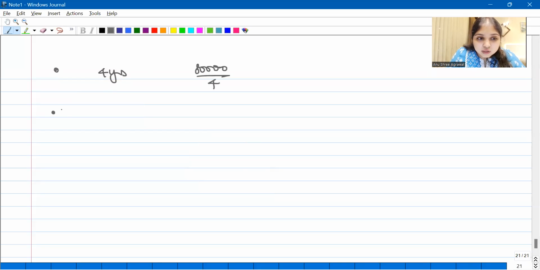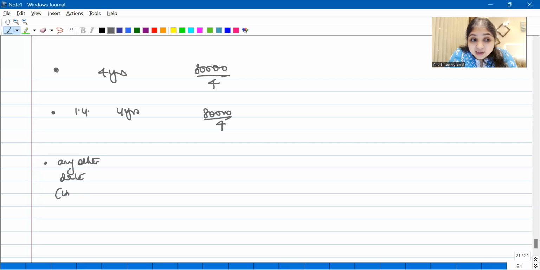Point number 1. If the question gives you a date which is 1st April and the policy is 4 years, then you divide it by 4 years. If the question gives you any other date, including 31st March, then 4 years means it would be divided by 5. Now you will not make a mistake in this. This is like a summary of this whole discussion.